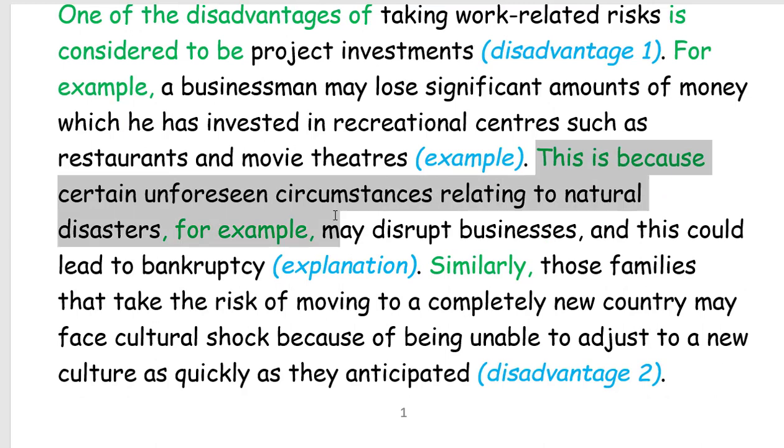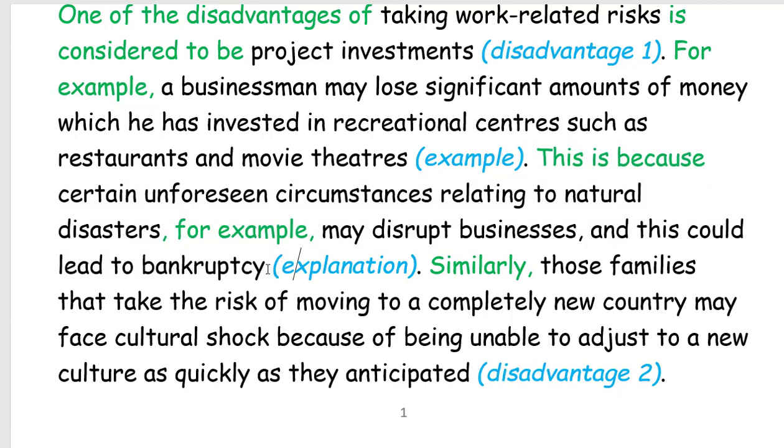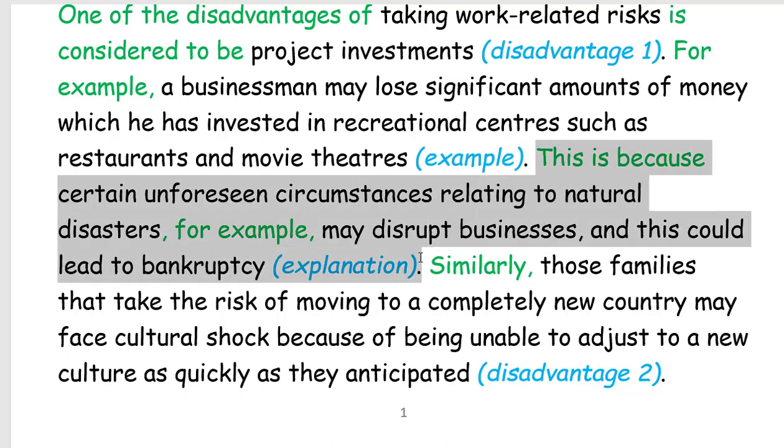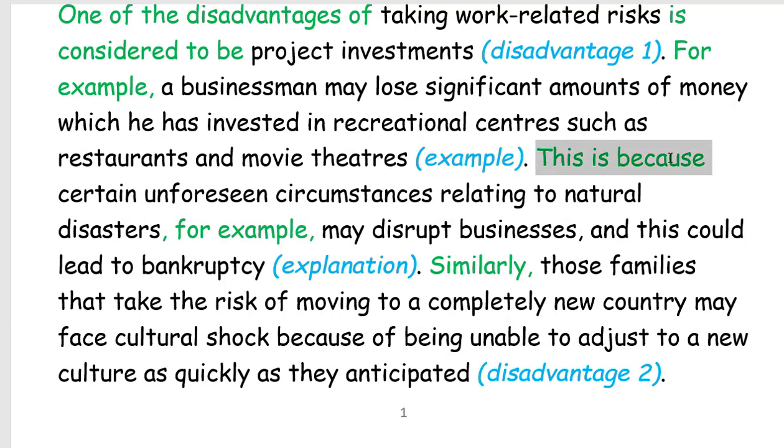Next, this is because certain unforeseen circumstances relating to natural disasters, for example, may disrupt businesses, and this could lead to bankruptcy. Okay, so here you need to explain why it is a disadvantage. If you don't explain this part, the examiner will not like it. Okay, he clearly wants to see why you think so, and you can use this structure.